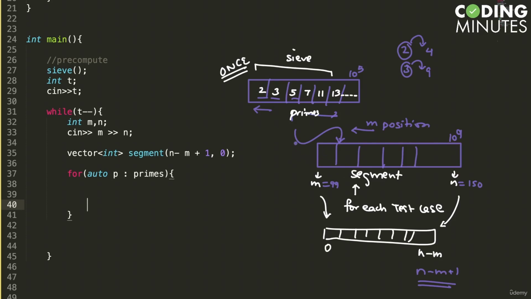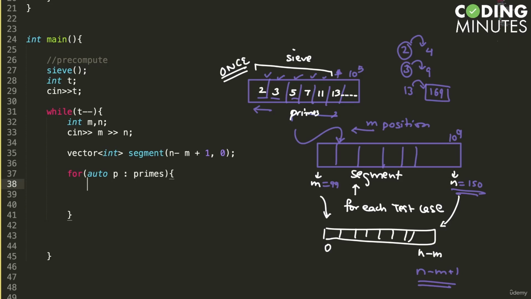One thing to notice: suppose we are done with 2, we are done with 3, we are done with 5, we are done with 7, we are done with 11. Okay, we are at 13. Now the first number that 13 will mark would be 13 square, that is 169, and that clearly is outside the range of this particular vector. So that means we should stop early.